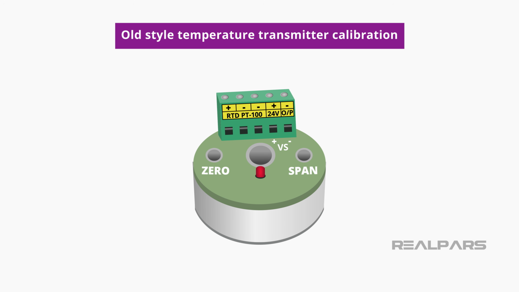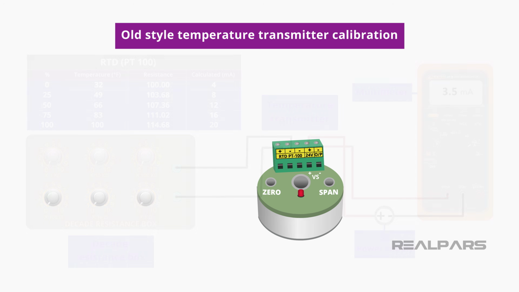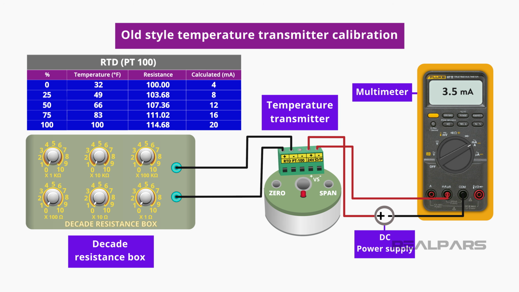Older-style temperature transmitters have multi-turn potentiometer adjustments called zero and span. The zero pot is adjusted to produce 4 milliamps when the simulated temperature is 0%, and the span pot is adjusted to produce 20 milliamps when the simulated temperature is 100%. As an example, let's calibrate a temperature transmitter connected to a PT100 RTD, assuming a temperature range of 32 degrees Fahrenheit to 100 degrees Fahrenheit.